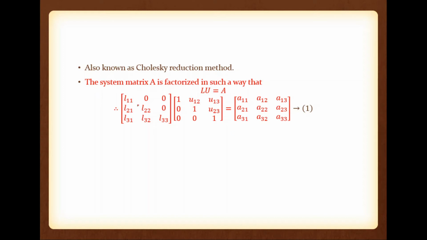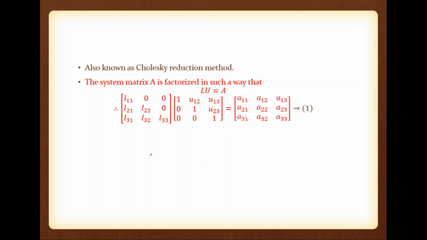Here we have a difference compared to the LU method. In the LU method, the diagonal elements of L are 1 and the diagonal elements of U are not equal to 1. But here it is reversed. For the L matrix, the upper triangular elements are 0 and all others are non-zero. For the U matrix, the lower triangular elements are 0, the diagonal elements are 1 and the upper triangular elements are non-zero. So that is L and U of this method.